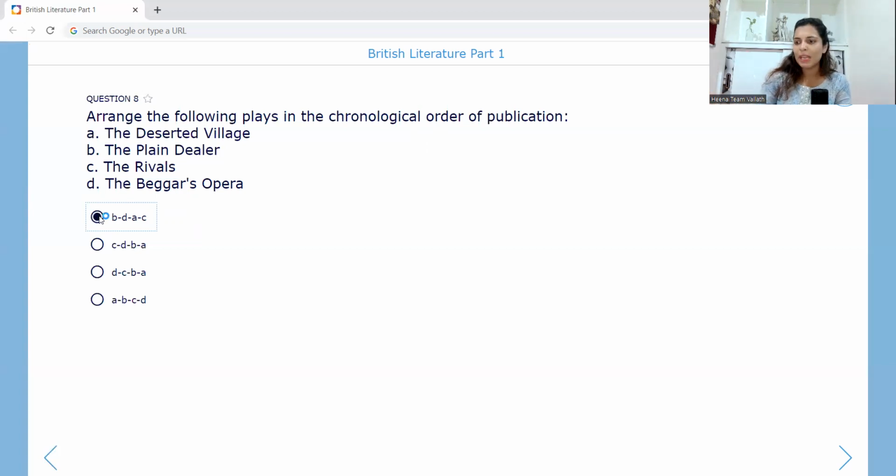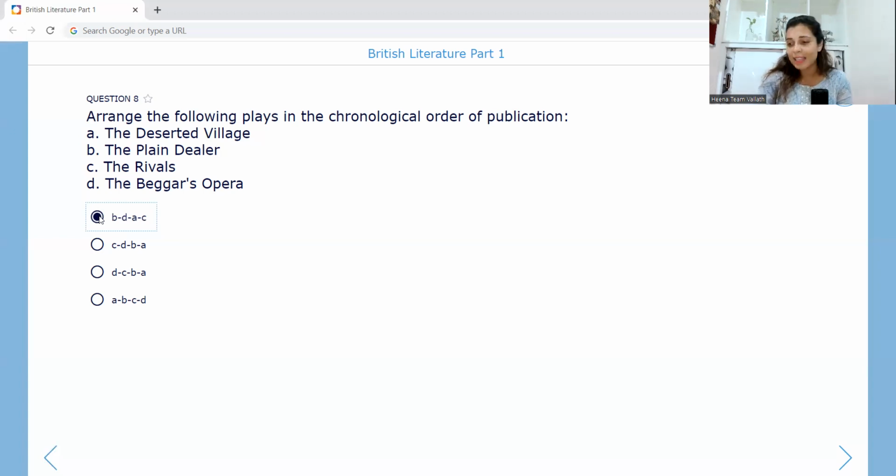So let's start with B, The Plain Dealer. It's a restoration comedy by William Wycherley. It was premiered in 1676. Remember it. The Plain Dealer, 1676. After this comes what? It is The Beggar's Opera. The Beggar's Opera is by John Gay of 1728. Remember, The Beggar's Opera of 1728.